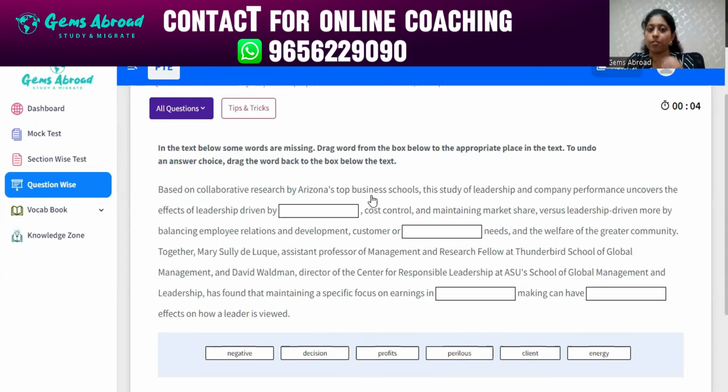Based on collaborative research by Arizona's top business school, the study of leadership and company performance uncovers the effect of leadership driven by dash, cost control, and maintaining market share versus leadership driven more by balancing employee relations and development. Cost control, market share, other related words driven by this. A negative decision: profits, market share. Again, more by balancing employee relations and development. Customer or cash. Customer or client needs.